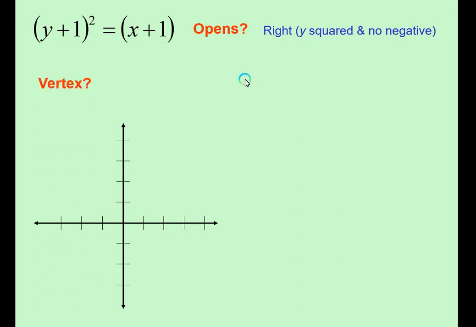Next, what is the vertex of our equation? Again, to find the vertex, we need to change the sign. If it is positive, it becomes negative. If it is negative, it becomes positive. Therefore, considering these values, the opposite of these values will be negative 1 and negative 1.